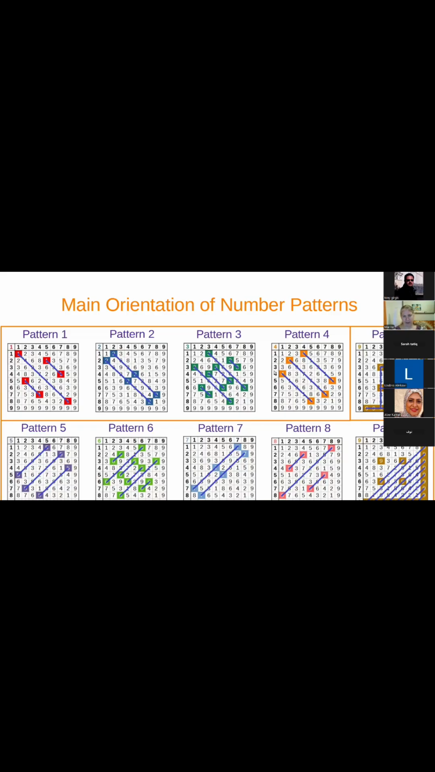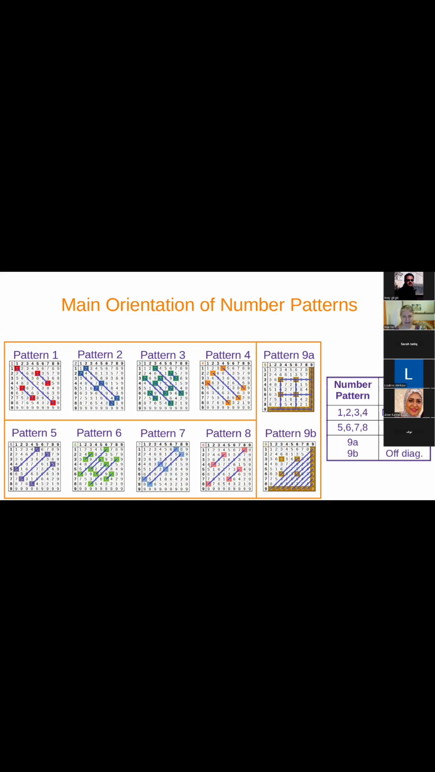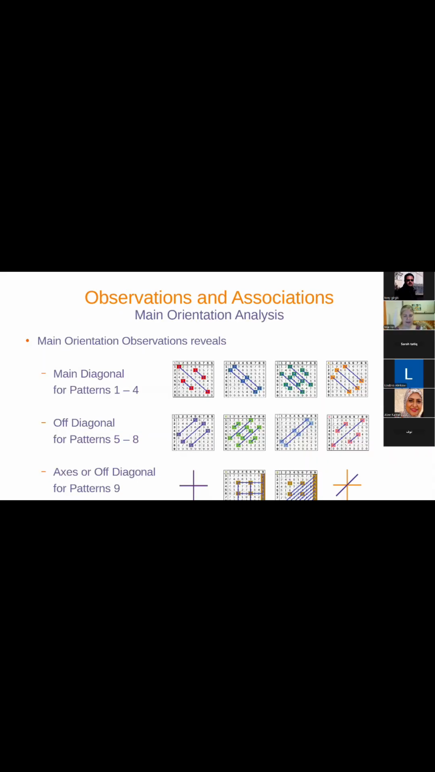Since we already know that 9 is a special pattern, we take it out as special, and we see that 1, 4, and 8 are oriented along a different axis, along a different diagonal. So the main orientation reveals basically 2 groups and the pattern number 9.